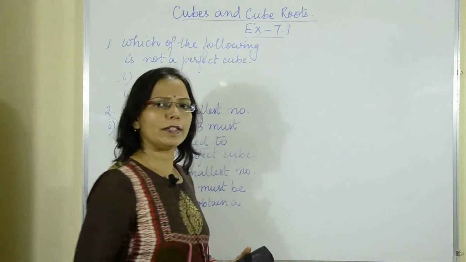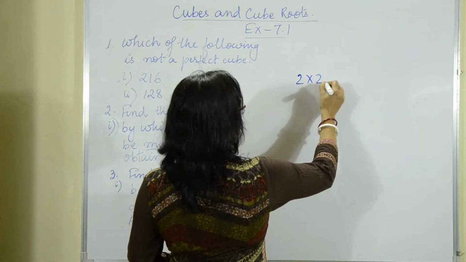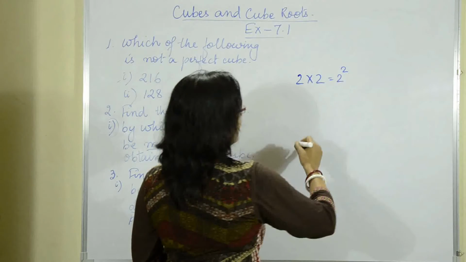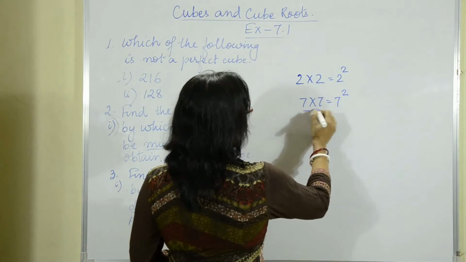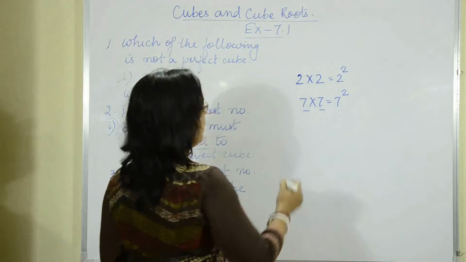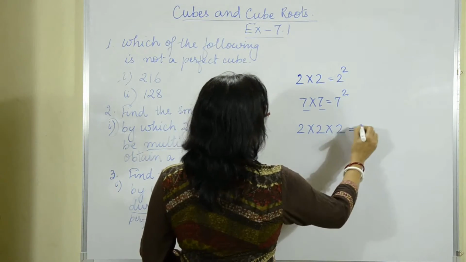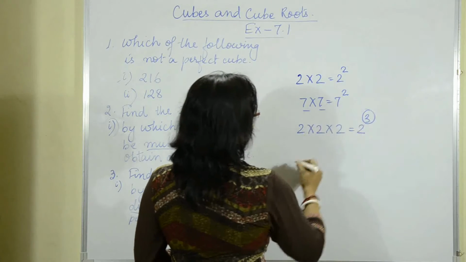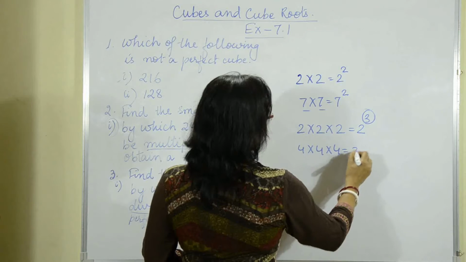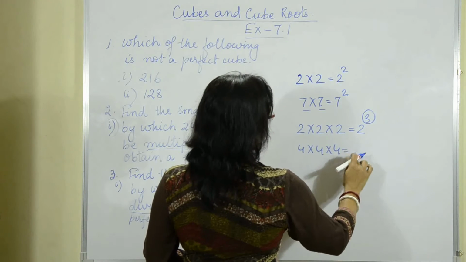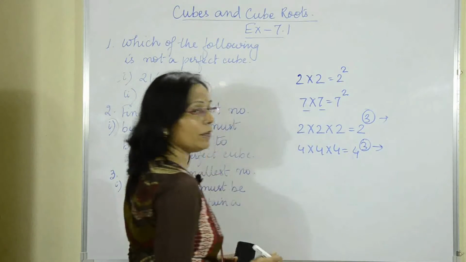Now you know what is a square? A square is when a number is repeated 2 times. So 7 into 7, 7 square, a number repeated 2 times. Similarly, cube means a number repeated 3 times, when the power is 3. Say 4 into 4 into 4, a number repeated 3 times, is 4 cube. So when the power is 3, we say it's cube.